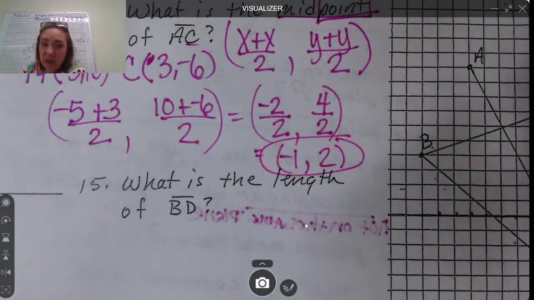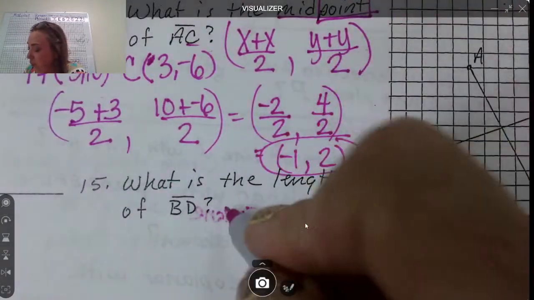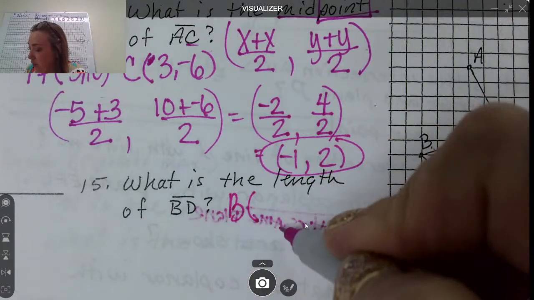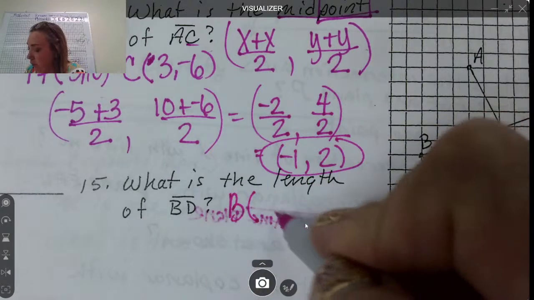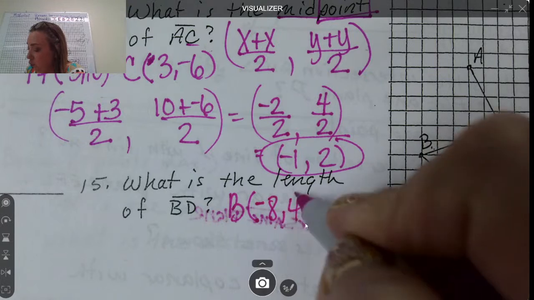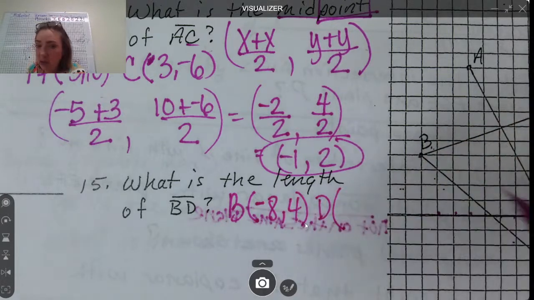Number 15 says, what is the length of BD? Now remember, we already found B's address. We know that B is at point negative 8, 4. Now we need to find the address for D.